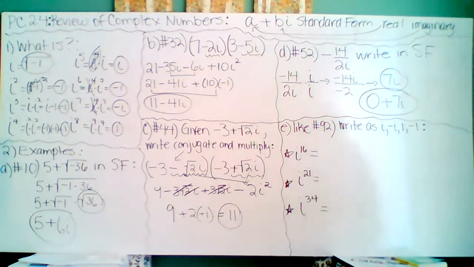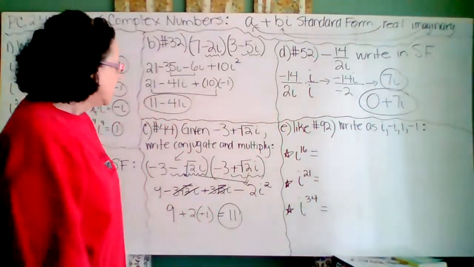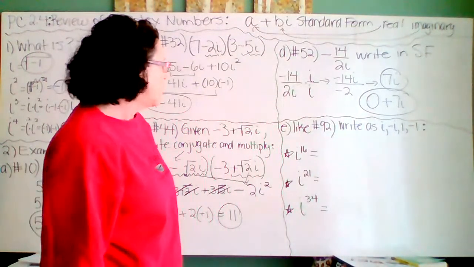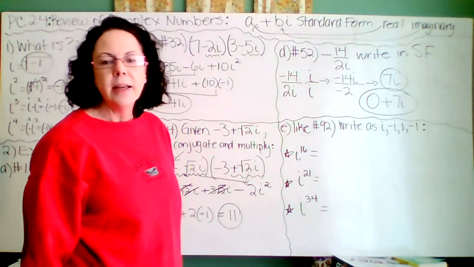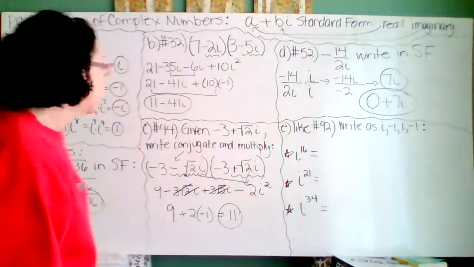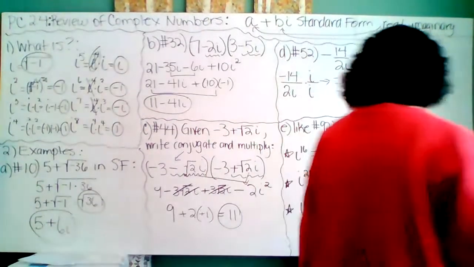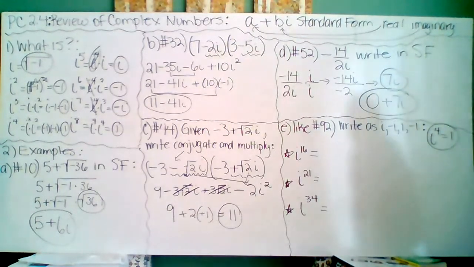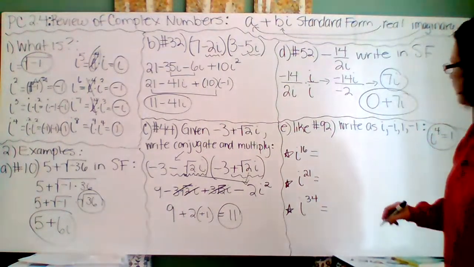There we go. We're going to do a problem now like number 92. Given these i's to different exponents, they want you to write these expressions in a simplified form as i, negative i, 1 or negative 1, like we did here. We are going to do that by focusing on the fact that i to the 4th equals 1. So let's do that. How many i to the 4ths are in i to the 16?